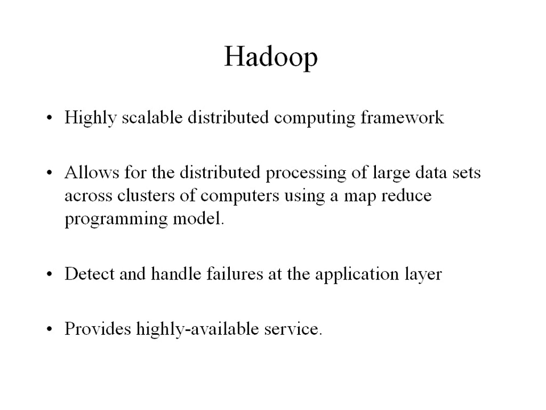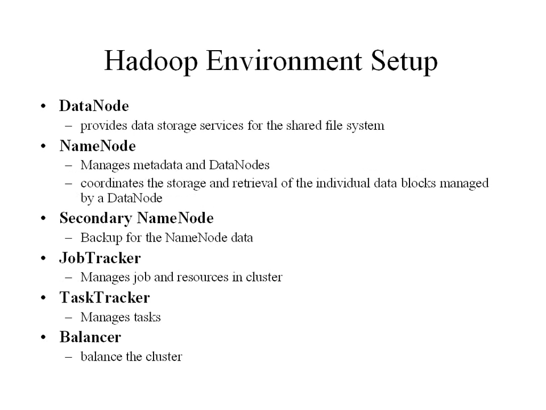The major components in Hadoop are data node, name node, secondary name node, job tracker, task tracker, and balancer. The data node in our cluster is the machine which actually stores our data in a file system. The name node manages metadata about the whole cluster and the data nodes, so that it coordinates storage and retrieval of individual data blocks managed by data nodes.